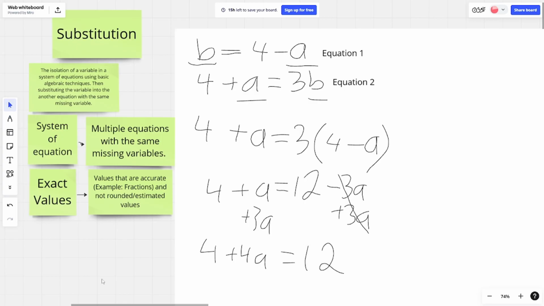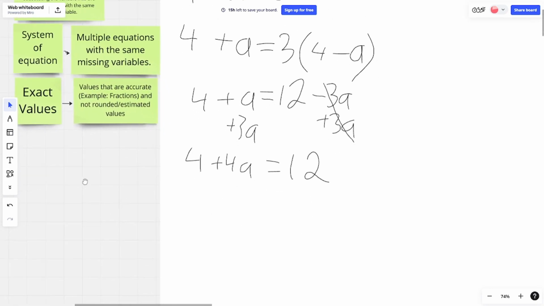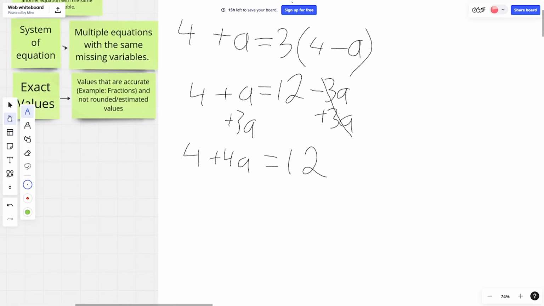Now this becomes extremely easy. All we need to do is isolate for a at this point. I'll subtract 4 on the left hand side, which will get rid of the 4, and I'll have to do the same operation on the right hand side. So you'll be left with 4a is equal to 8. And all you need to do is divide by 4 on the left hand side and do the same operation on the right hand side, and that'll get rid of the 4. And then it will be a is equal to 2.